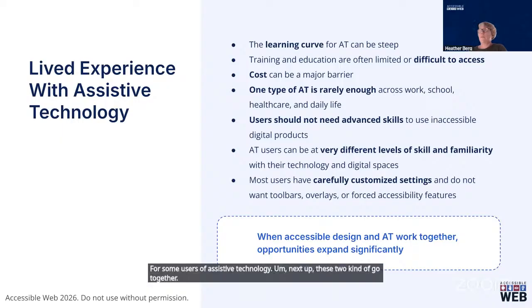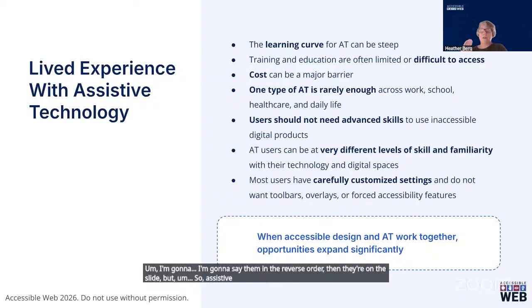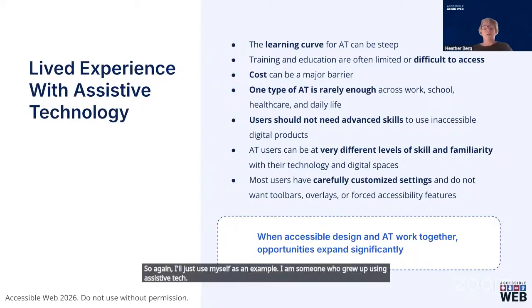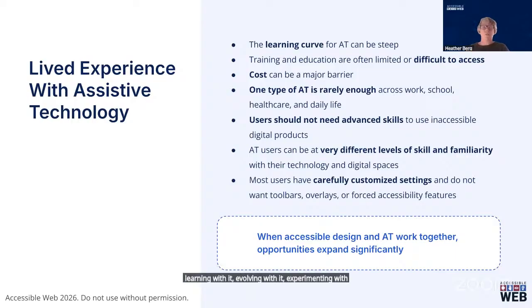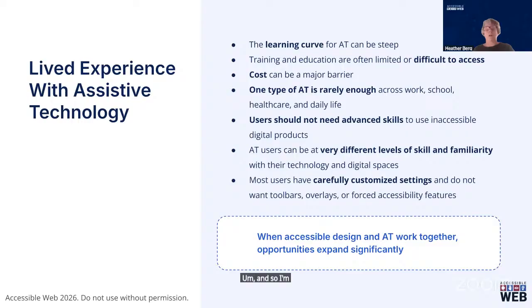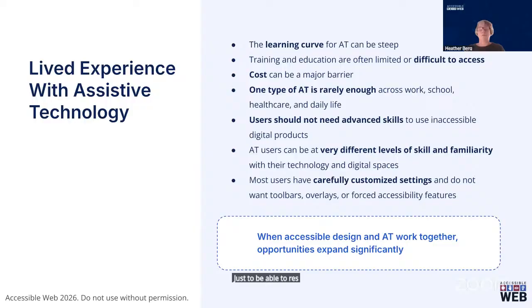Next up, these two kind of go together. I'm going to say them in the reverse order than they're on the slide, but assistive technology users can be at very different skill and familiarity levels with their assistive technology. So again, I'll just use myself as an example. I am someone who grew up using assistive tech, learning with it, evolving with it, experimenting with it, keeping up with all the changes and progress. And so I'm clearly going to be at a very different place than someone who's also my age, but perhaps newer to vision loss. And this has been thrust upon them as a new skill set that they need to acquire just to be able to resume some things that were probably quite simple before.